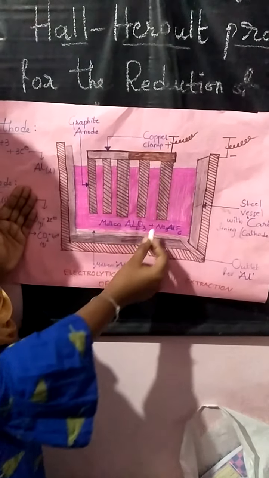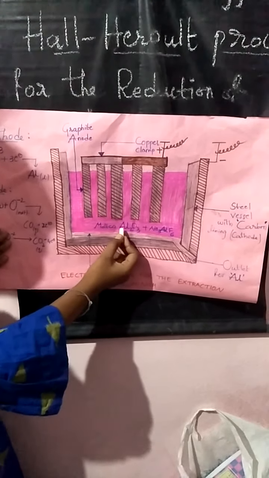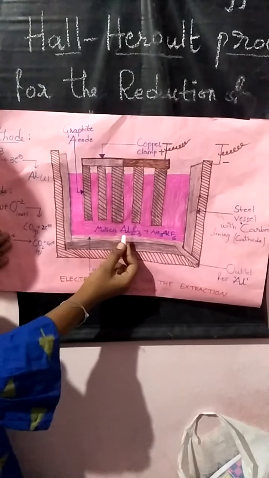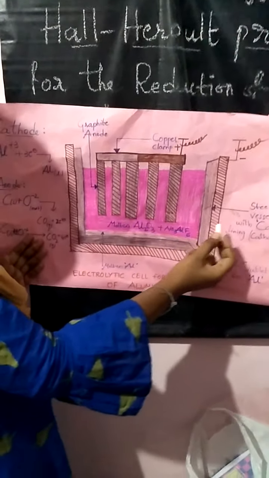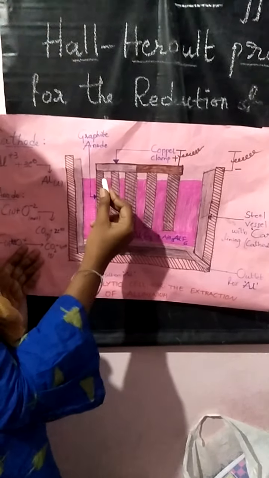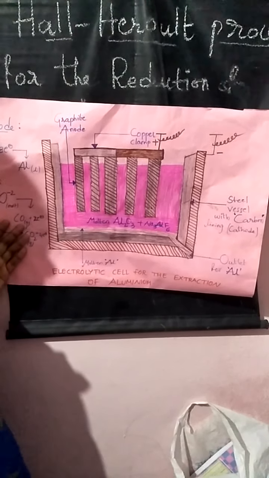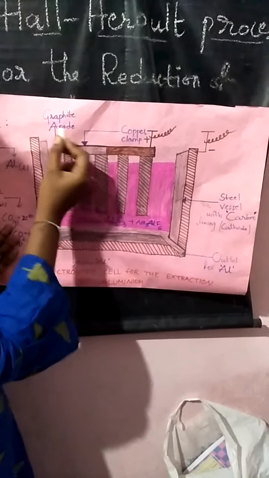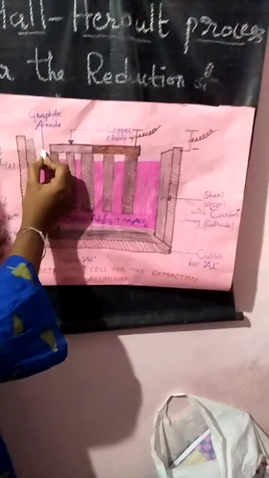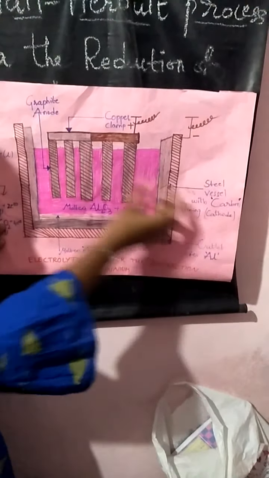Once the battery is on, what is happening? The alumina in the molten state gets converted into aluminium ions and oxygen ions. What are the reactions which take place at the cathode and the anode? We have to see them separately. Cations will move towards the cathode and reduction takes place at the cathode, whereas at the anode, anions will move towards the anode and undergo oxidation. The reactions at the cathode and anode are as follows.